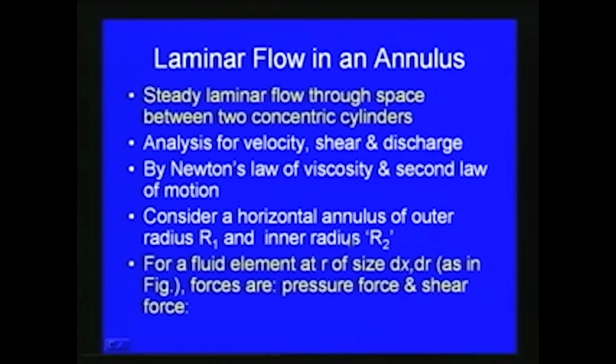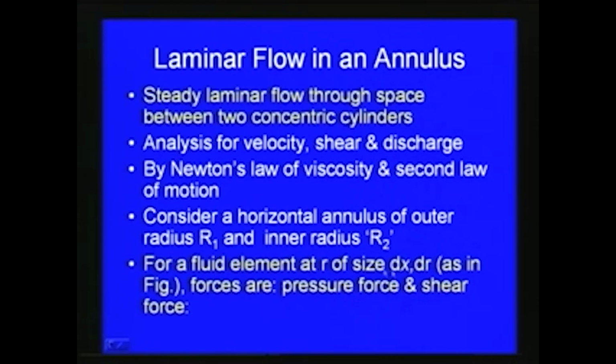Here we consider a fluid element and the forces acting on it, and since it is a steady state case, we equate the forces acting on the fluid element to 0, and then find the various parameters as we did in the case of laminar flow in pipes, which we discussed earlier. If we consider a horizontal annulus of outer radius r1 and inner radius r2, then we will derive the equations for velocity, discharge and other parameters.